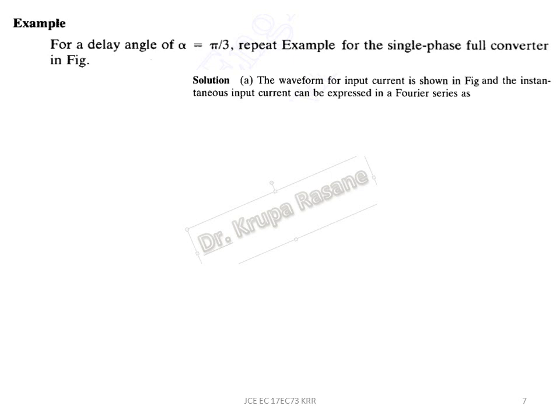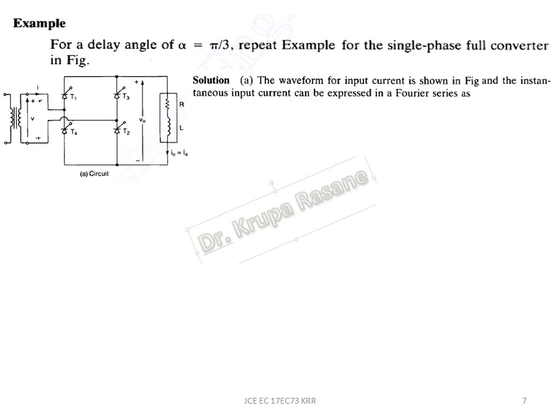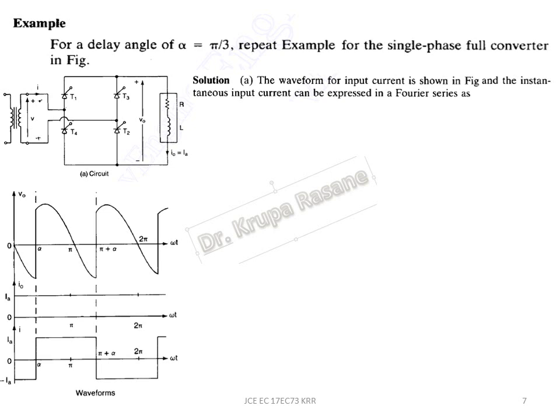Now let us understand the performance parameters of a single phase full converter. We have done very similarly for a semi converter, that is half wave bridge converter. In this particular problem they have said that the delay angle is pi by 3 and we'll repeat the example, but before that, the waveform for input current. So this is your full converter and this is your output voltage, and we are assuming that the load current is continuous, and pure DC.